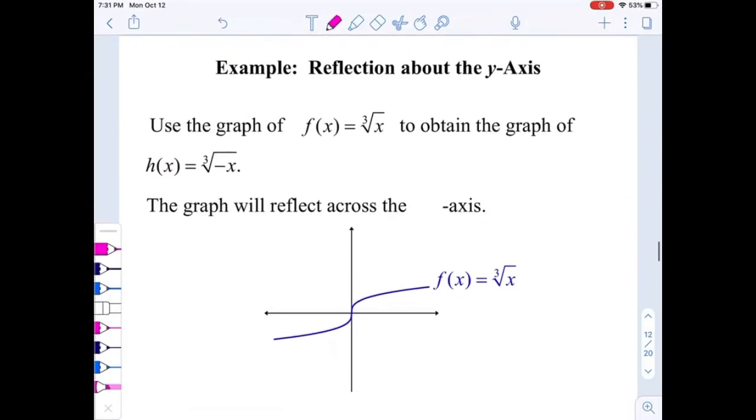So let's take a look at an example. A reflection about the y-axis. It says use the graph of f of x is equal to the third root of x to obtain the graph of h of x is equal to the third root of negative x.